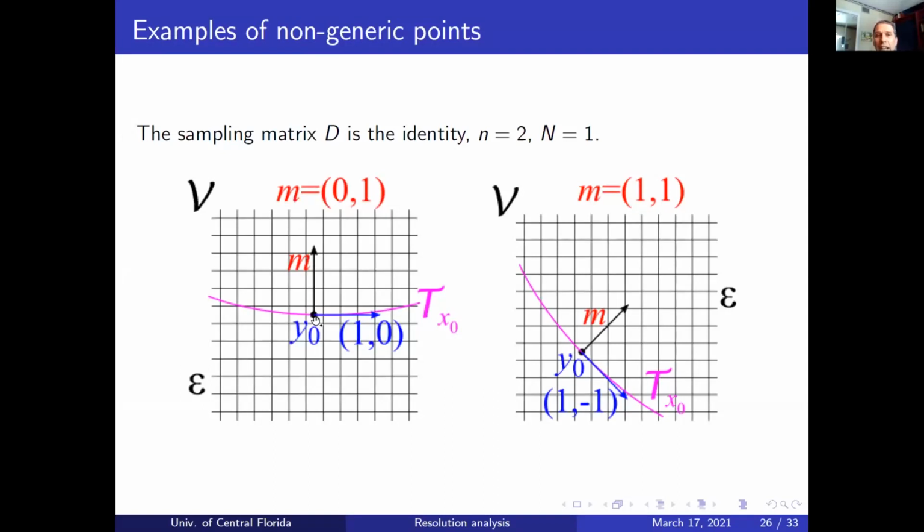It's a non-generic point. Here we have a similar situation. The tangent vector to Tx naught is (1, -1). So the vector (1, 1) is perpendicular to it, and therefore this point is also non-generic. So the angle should be kind of an irrational number here. Well, not the angle, but the tangent.